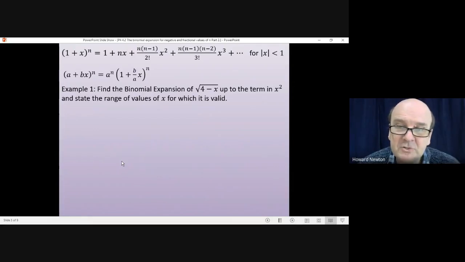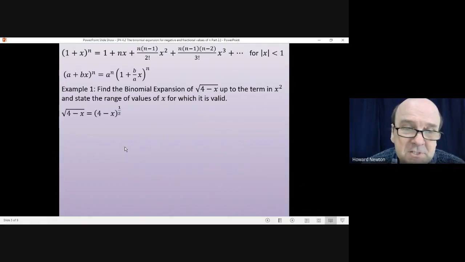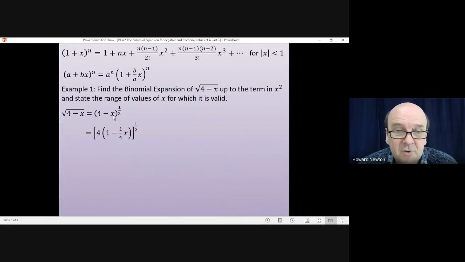Find the binomial expansion of the square root of 4 minus x up to the term in x squared, and state the range of values of x for which it is valid. Now, I'll take you through the start and then let you finish this off. So the square root of 4 minus x is 4 minus x to the power of a half. We then factorize the 4 minus x into 4 into 1 minus a quarter x, where the whole thing has to be to the power of a half. Then we split it up into two terms, get 4 to the half times 1 minus a quarter x to the power of a half.